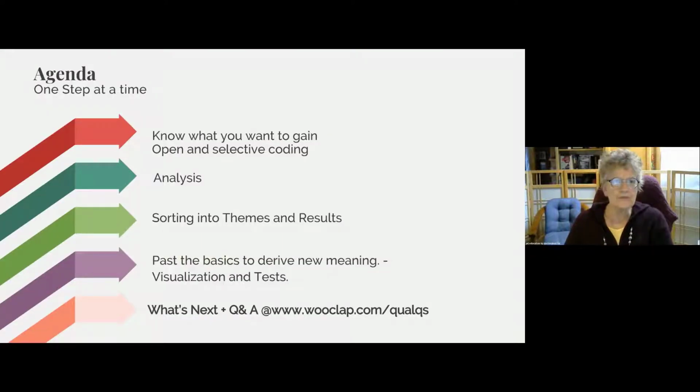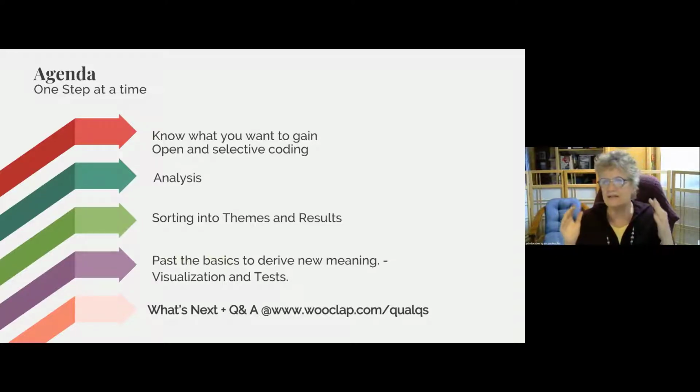I'm going to go through a thought process about how to get started, a little bit of conversation about coding, more conversation about analysis, and then the sorting mechanism, and then into where the real analysis lies, which is visualizations and other kinds of thought processes. So this is an iterative cycle. It is not a straight line.